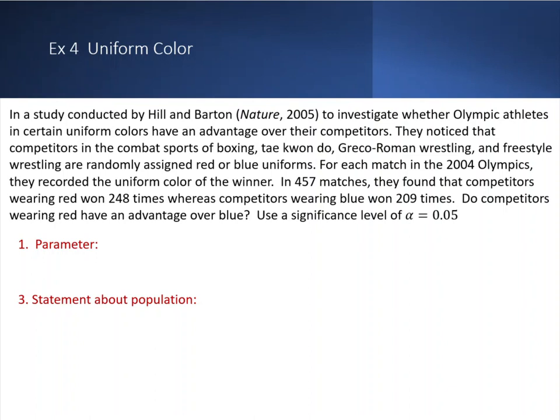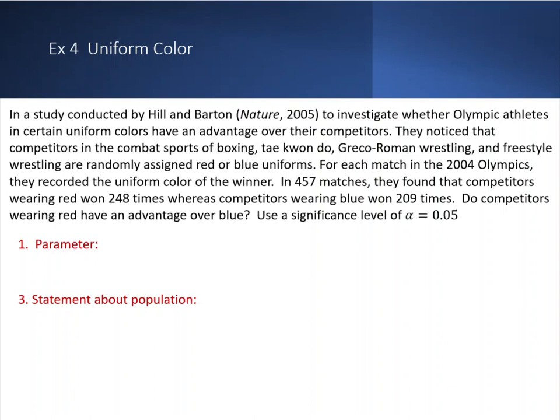In this example, we're talking about the color of uniform competitors used during their Olympic events. So this is specifically referring to combat sports like boxing, taekwondo, and so forth. And it was noticed that the wrestlers were randomly assigned either red or blue uniforms. For each of the matches in the 2004 Olympics, they recorded the uniform color of the winner.